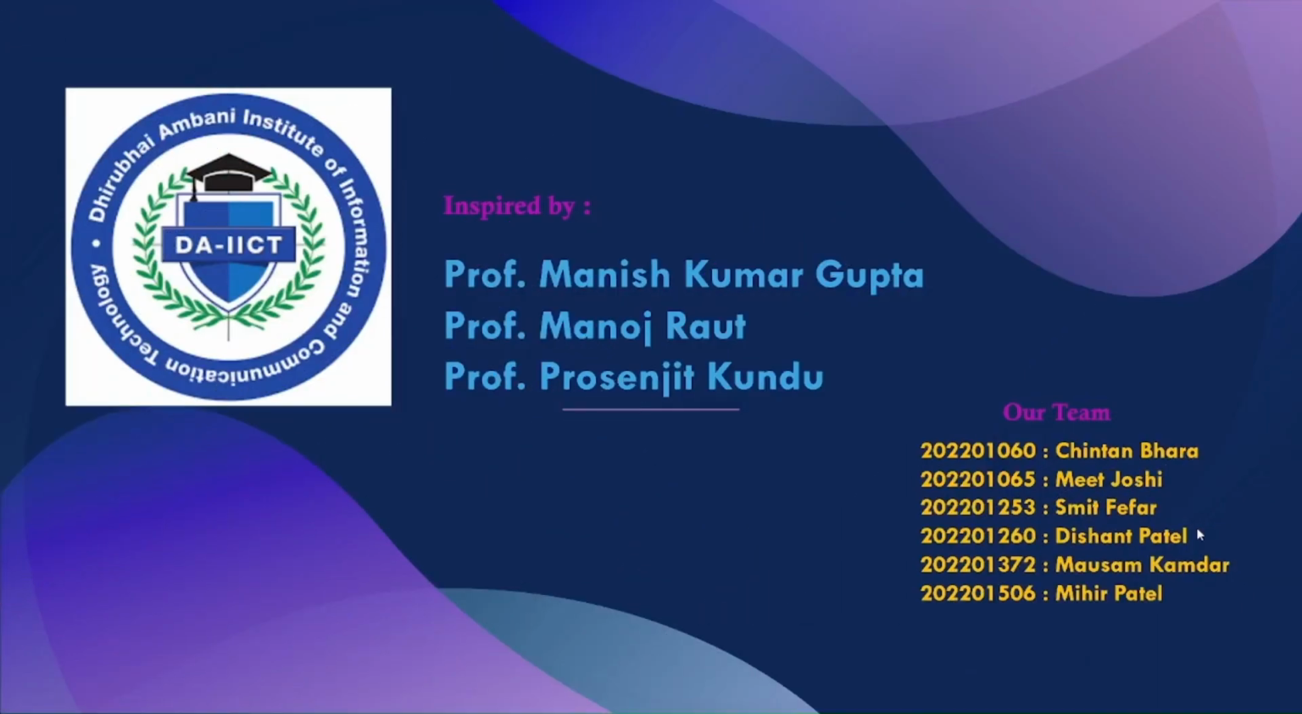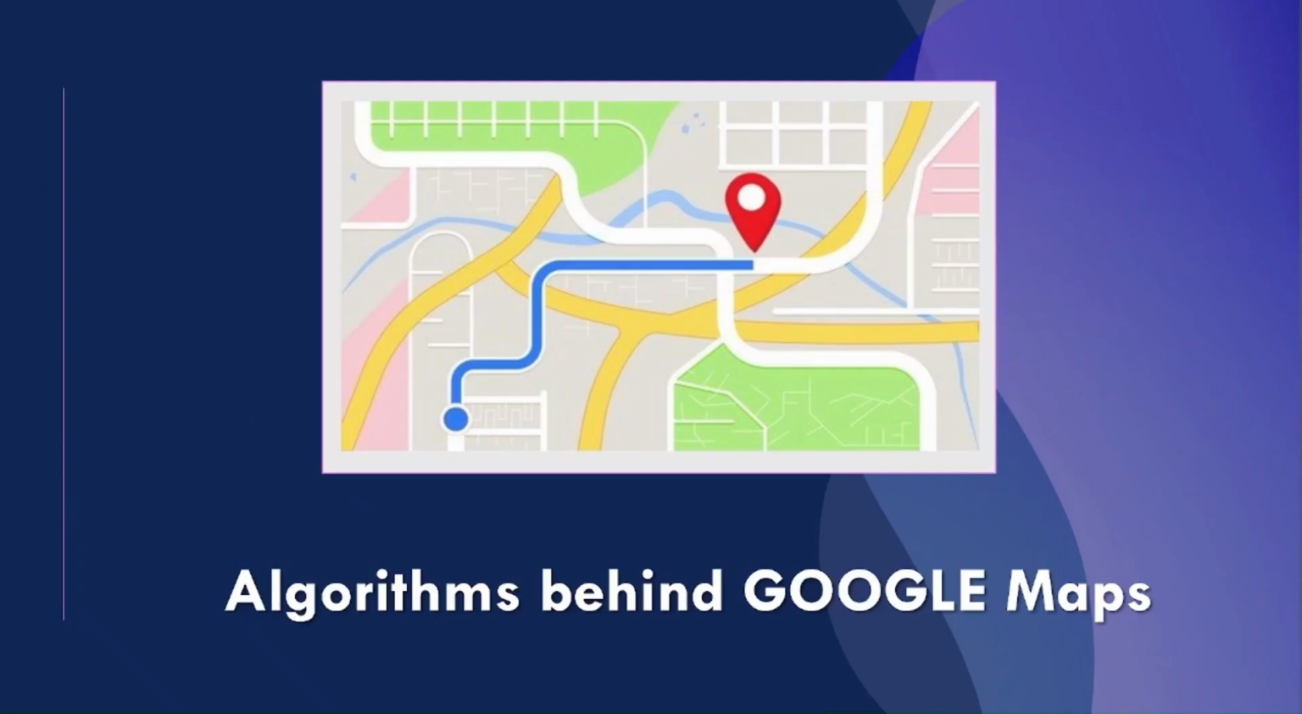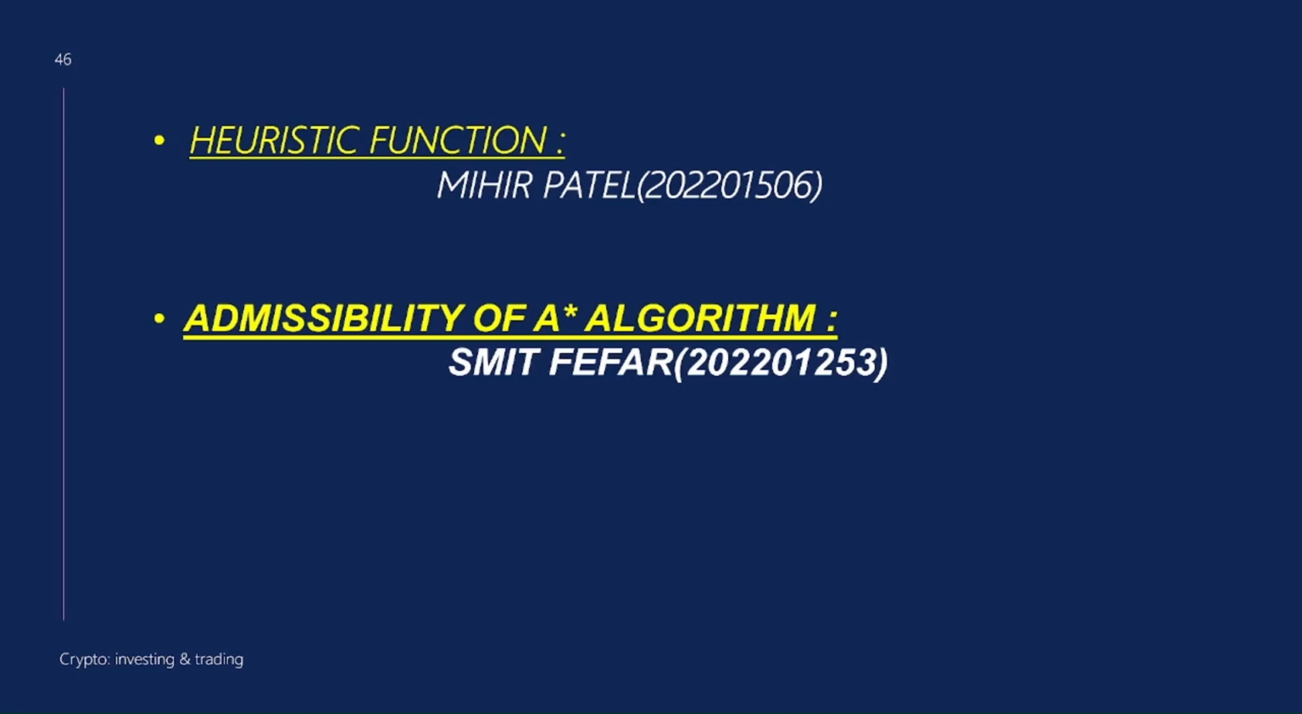Hi friends, we are from DAIICT. Our group is making a project on algorithms behind Google Maps. In this video, we will cover two topics: the heuristic function, which will be covered by Mihir Patel, 2022015006, and the admissibility of the A-star algorithm, which will be covered by Smith Pfeffer, 2022012553.